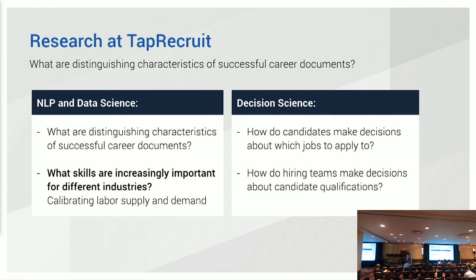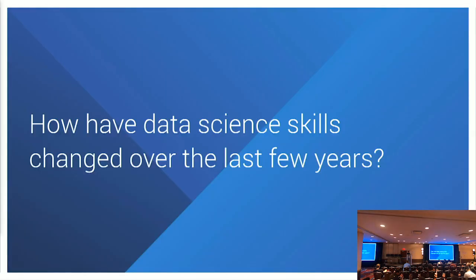It's also really important for a company's competitive ability to hire good talent and maintain their competitive edge, because their talent is the most important thing. So this is the central question that I'm going to try and answer today: how have data science skill sets and tech skill sets changed over the last few years?